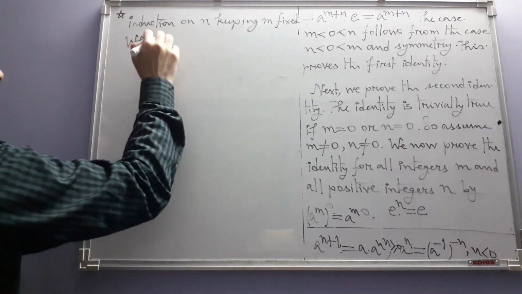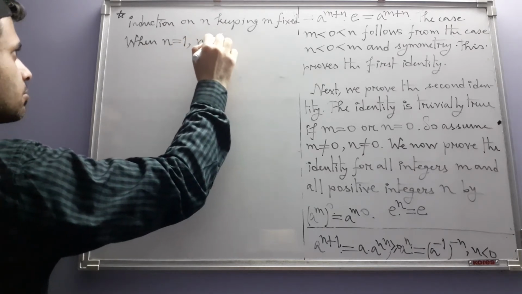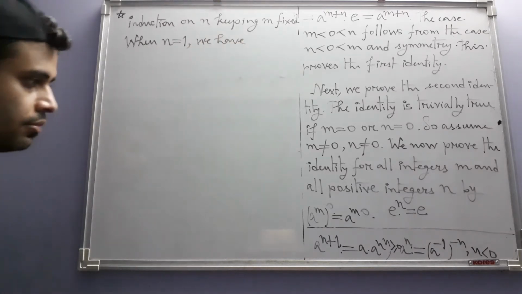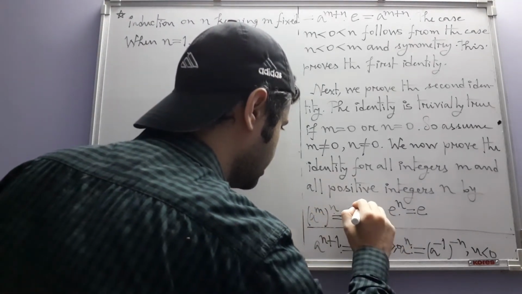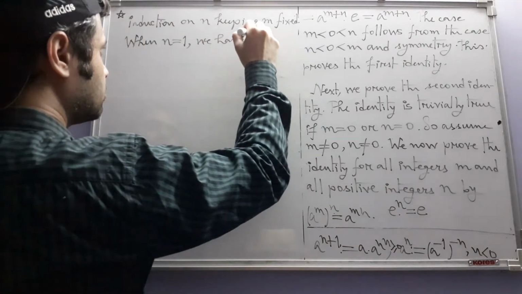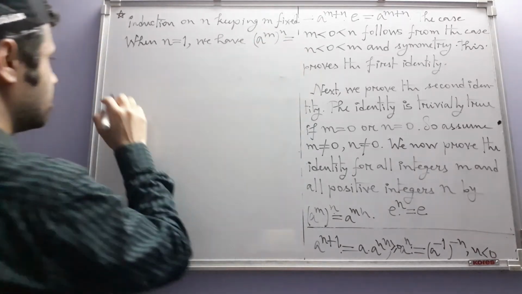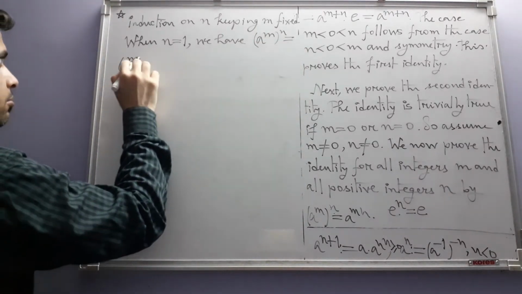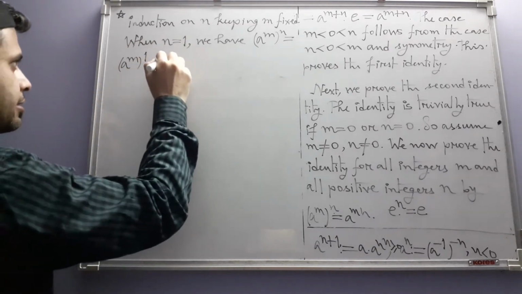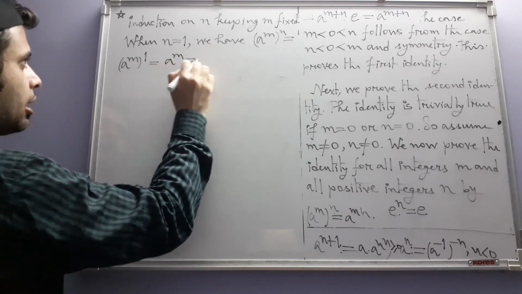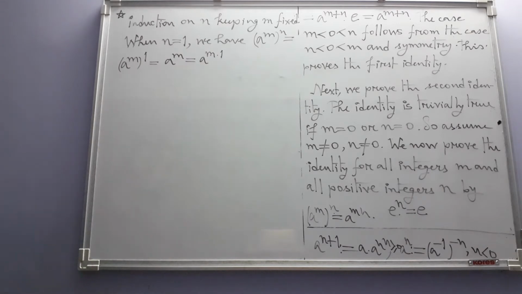When n is equal to 1, we have, okay, what happens when n is equal to 1? Here a to the power m whole to the power n is equal to this, which we already know. Anything to the power 1 is that thing itself in a group, and this can be written as m times 1. So in this case the result is true.